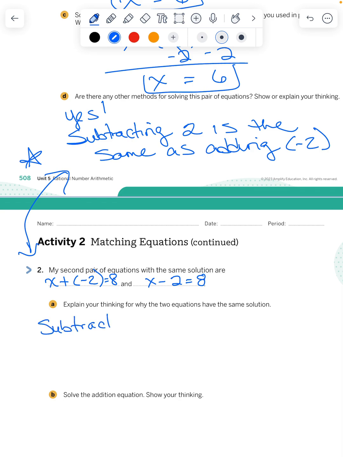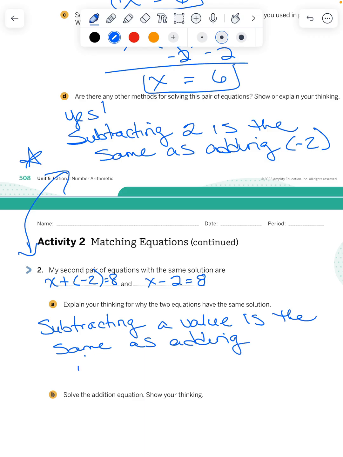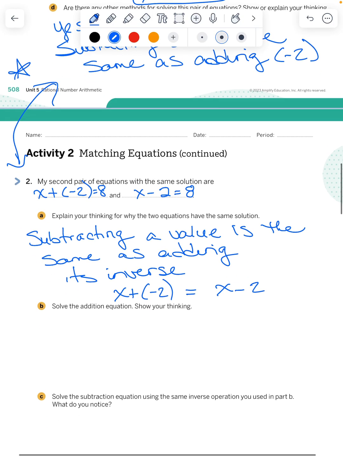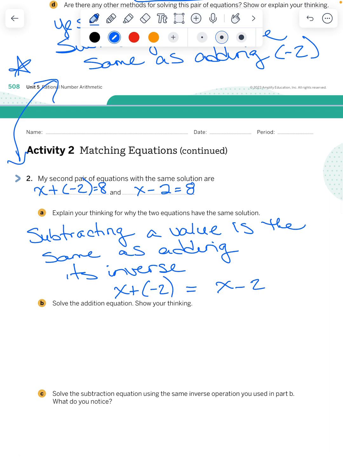Okay, so subtracting a value is the same as adding. It's called its inverse. It's opposite. So subtracting something is the same as adding its inverse. So for example, x plus a -2 is the same as just x minus 2. So subtracting 2 is the same as adding a -2.